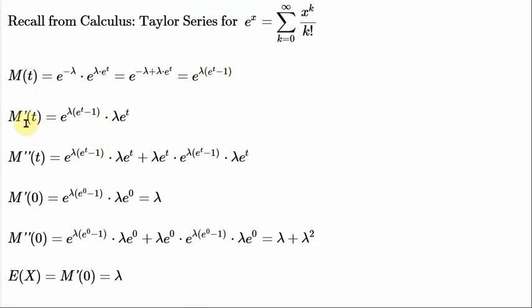And now let's take the first derivative and then take the second derivative. Evaluating the first derivative at t equal to 0, we get lambda. Evaluating the second derivative at t equal to 0, we get lambda plus lambda squared.